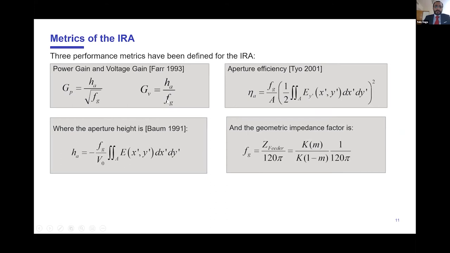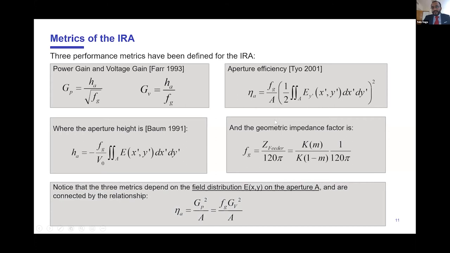Scott Tile defined it in a different way. Scott talks about aperture efficiency, and he defined the aperture efficiency as the integral of the electric field in the y direction on the plates of the aperture, normalized to the area of the reflector itself. It doesn't matter that much because at the end of the day, the three factors are connected through this expression. So it doesn't matter what kind of metric you use, you end up having to consider very closely the relationship between the input impedance of the antenna and whatever metric you use. If you use aperture efficiency, you are going to find here FG. If you use power gain, you're also going to find FG.